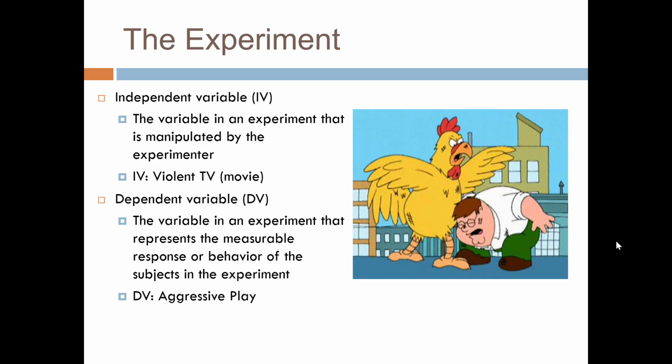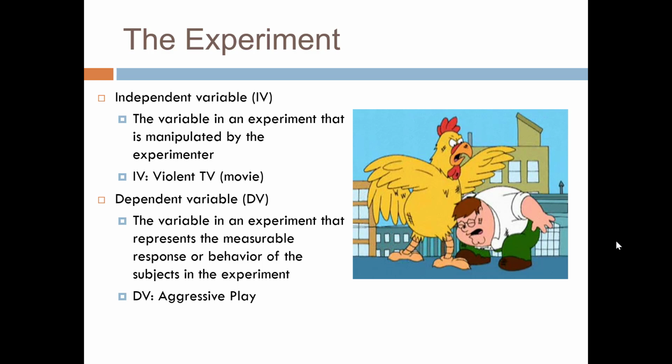In the experiment, we have two essential components, these being the independent variable, also known as the IV, and the dependent variable, also known as the DV. The IV is the variable that is manipulated by the experimenter. To manipulate a variable means to intentionally vary the variable in systematic fashion. For example, if we were to look at a study that is investigating if violent television and movies leads to aggressive play in children, the IV would be the violent television.